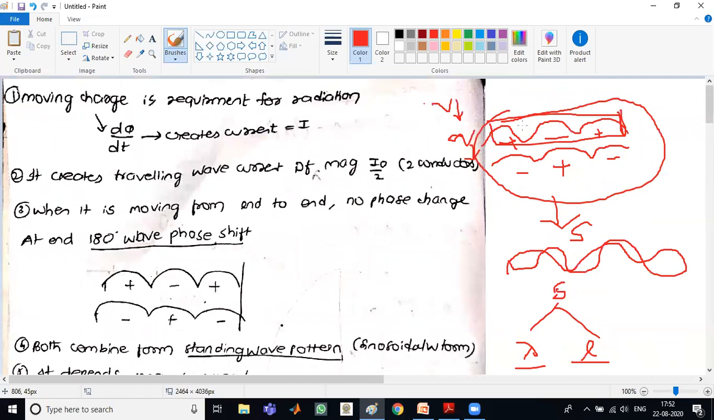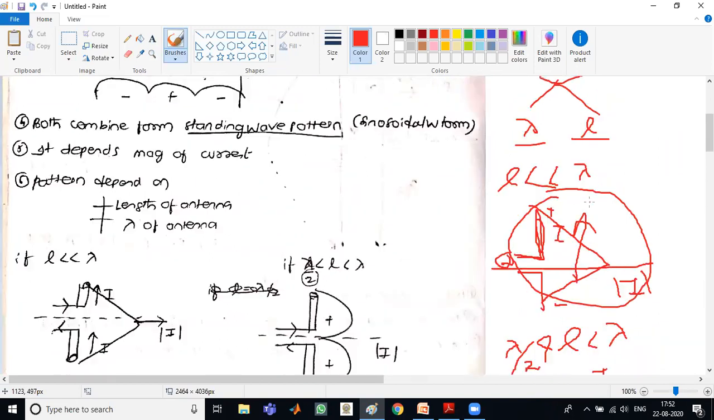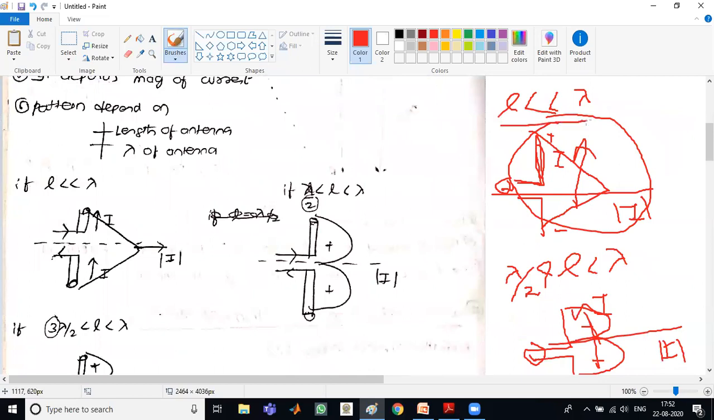Just take the conductor. When the voltage is given, the charge travels in the form of a wave. When it reaches the end, it traces back with a 180 degree phase shift, and both the waves merge and become a sinusoidal wave. This is called a standing wave. These standing waves depend on the wavelength and the length of the antenna, and there are three cases.